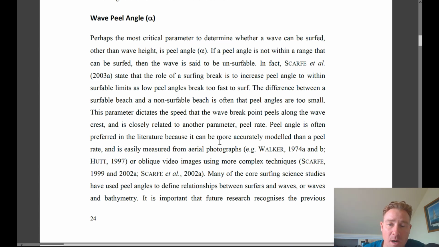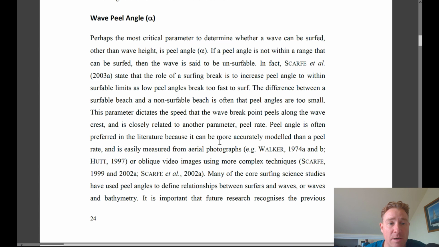If a peel angle is not within a range that can be surfed, then the wave is said to be unsurfable, according to the studies. So you can actually have really, really high peel angles up to 90 degrees. That's always a possibility. A Waikiki wave is 90 degrees. It doesn't really peel one way or the other, just kind of breaks straight. But you can't do as much on a wave with a peel angle that's high.